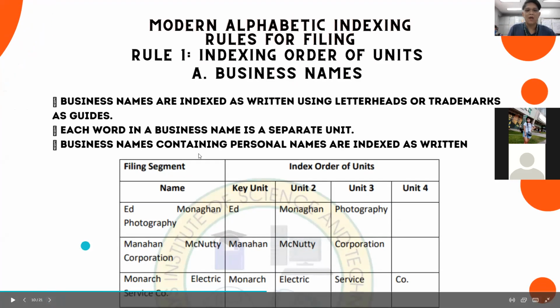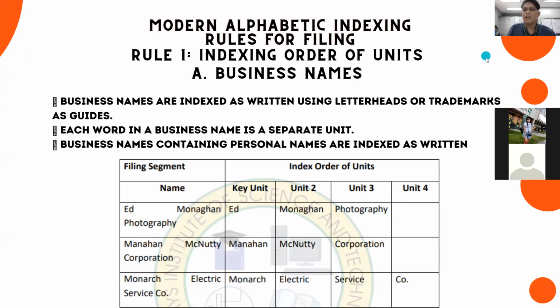Rule number 1 pa rin tayo, by business names. Business names are indexed as written, using the letterheads or trademarks as guides. Each word in a business name is a separate unit. Business names containing personal names are indexed as written. For example, Ed Monaghan Photography, Manahan Magnati Corporation, Monarch Electric Service Co. This is how you index the units.